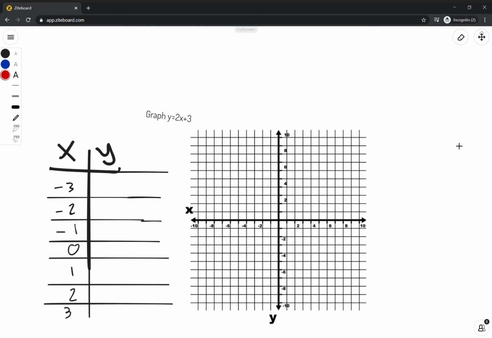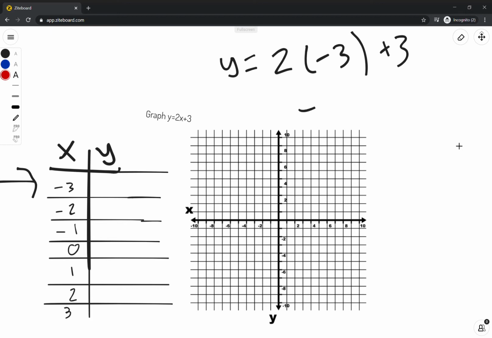So let's start with x equals -3. What we're going to do is plug in -3 for x in the equation. So instead of y equals 2x plus 3, since we're dealing with x equals -3, we're going to say y equals 2 times -3 plus 3. That'll simplify to -6 plus 3 to give us a value of -3. So what this equation is saying is that when x equals -3, the y value will be -3 as well.